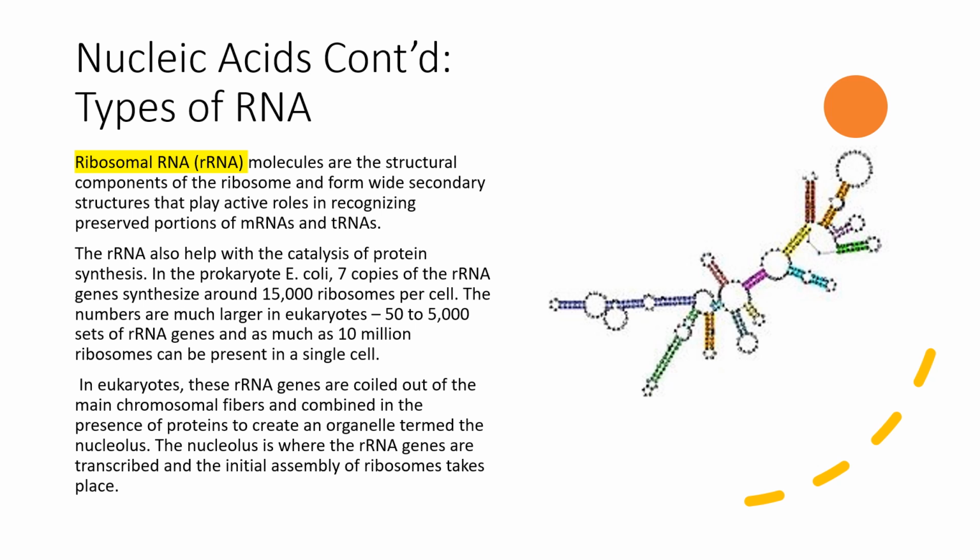In eukaryotes, these rRNA genes are coiled out of the main chromosomal fibers and combined in the presence of proteins to create an organelle termed the nucleolus. The nucleolus is where the rRNA genes are transcribed and the initial assembly of ribosomes takes place.